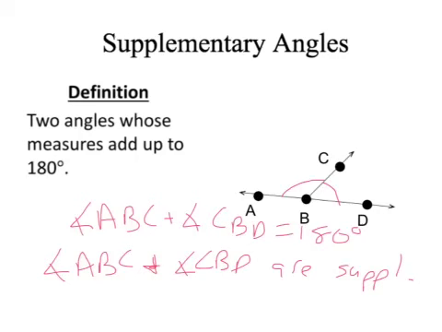To keep complementary and supplementary straight in my mind, I think of alphabetical order. C comes before S, so complementary comes before supplementary, and 90 comes before 180. So complementary is 90, supplementary is 180.